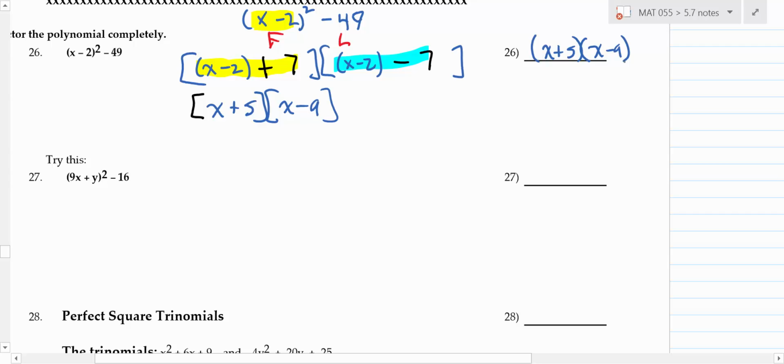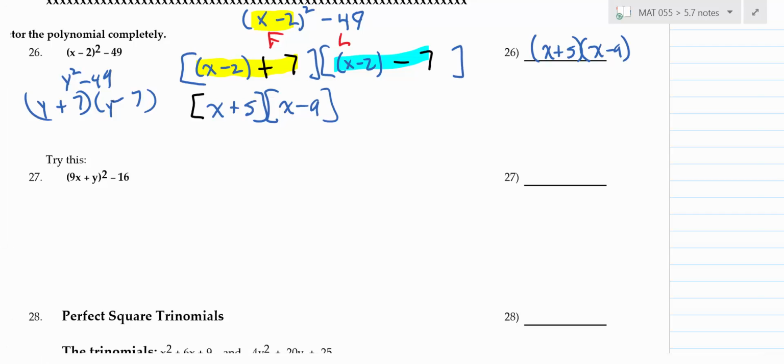What you need to see, and a lot of times students don't see this, is if you had like y squared minus 49, well, what would you do? You would go y, 7, 7, plus minus. Didn't I just do the same thing? Yeah, okay, instead of the first term was x minus 2, x minus 2. It was a whole thing. Okay, does that make any sense?